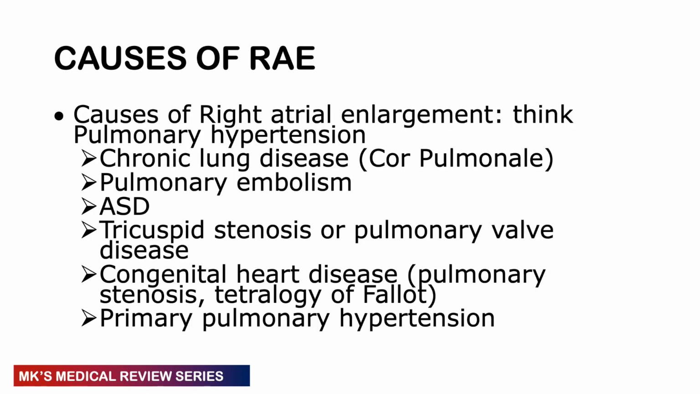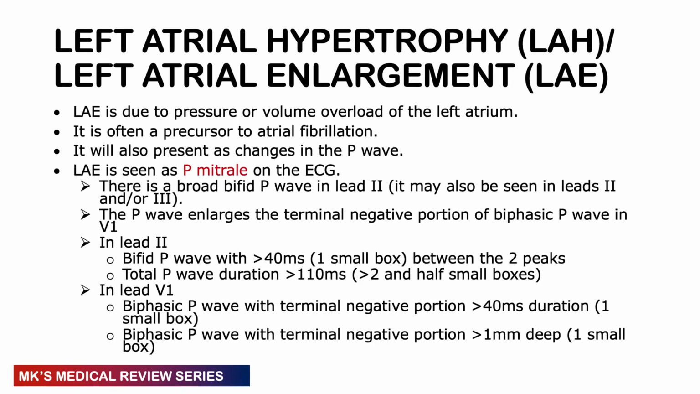So what are some of the causes of right atrial enlargement? You must think of conditions that are affecting the lungs, so anything causing pulmonary hypertension. It could be chronic lung disease like cor pulmonale, a pulmonary embolism, an atrial septal defect, a tricuspid stenosis or a pulmonary valve disease, congenital heart diseases like pulmonary stenosis, tetralogy of Fallot, even primary pulmonary hypertension. So that's right atrial enlargement. You're going to be seeing your P pulmonale, your peaked P waves.